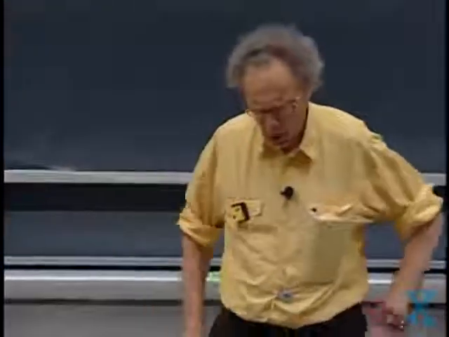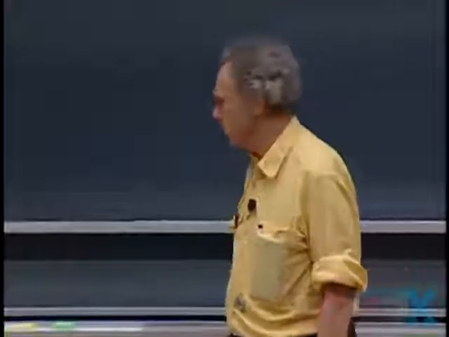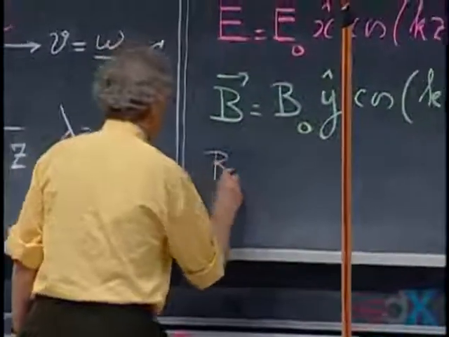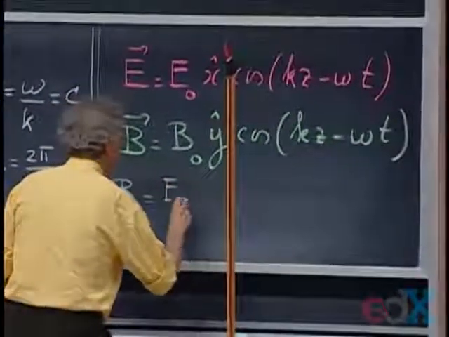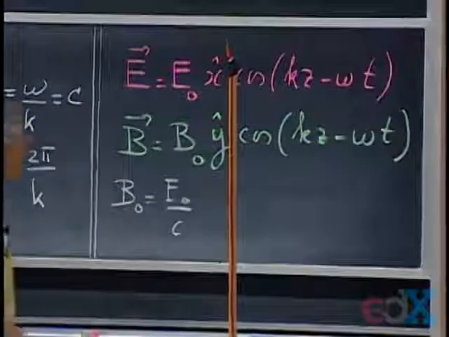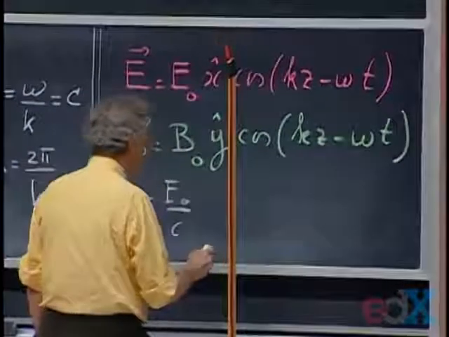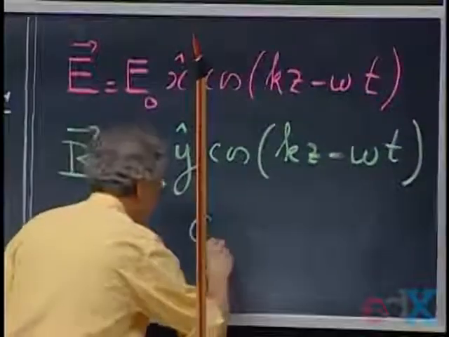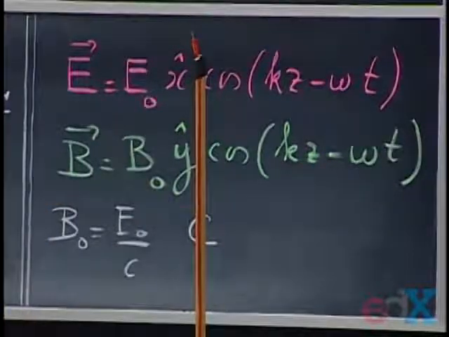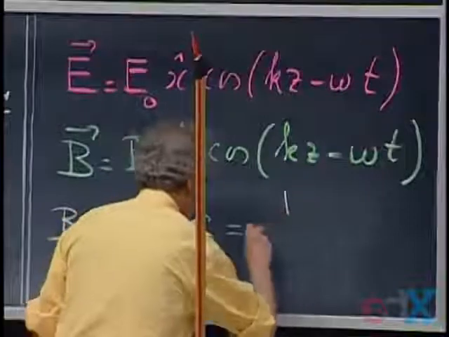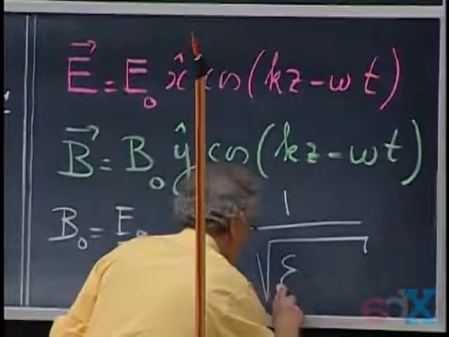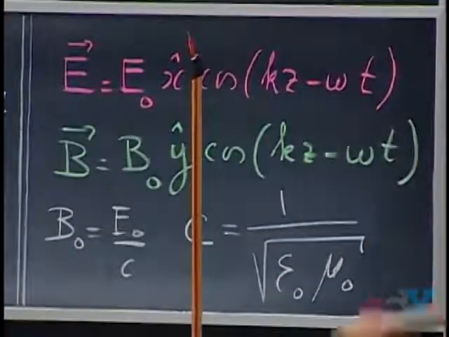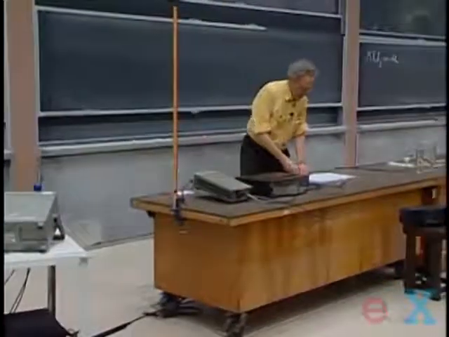These equations only satisfy Maxwell's equations under two conditions. One condition is that B zero is E zero divided by c. And the other condition is that omega divided by k, which is the velocity with which it propagates, which I will call c (in vacuum, we call the velocity of electromagnetic radiation c), is one divided by the square root of epsilon zero mu zero. If that's the case, my two equations will satisfy Maxwell's equations.